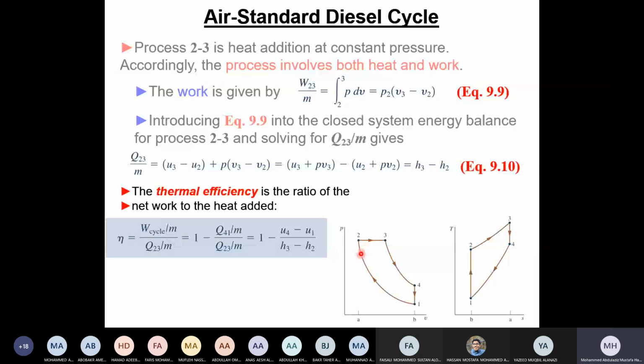So you do 1 and 2 similar to the Otto cycle. From 3 to 4, similar to the Otto cycle. From 4 to 1, similar to the Otto cycle. So you just repeat what we mentioned there. It's only this point here. This was constant volume, now it is constant pressure. How do we deal with that?